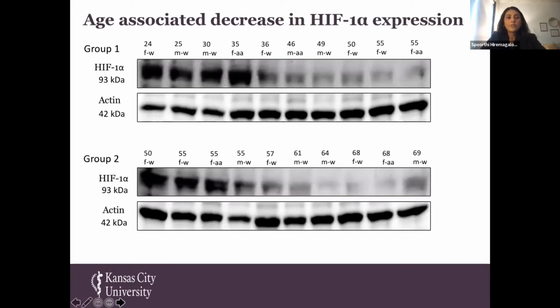Our results from two independent Western blots showed an age-associated decrease in HIF1 alpha expression. From left to right, group 1 shows young to old NHF cells, and group 2 shows old to older NHF cell lines. Both groups show a very clear trend of decreasing HIF1 alpha protein expression as the NHF cell lines increase in age.